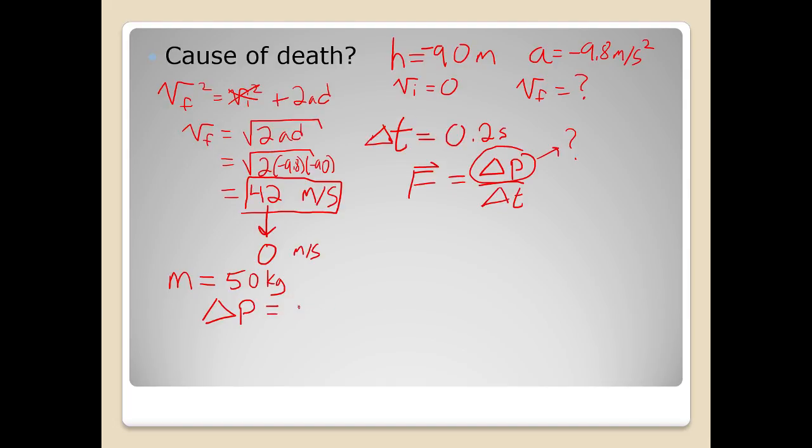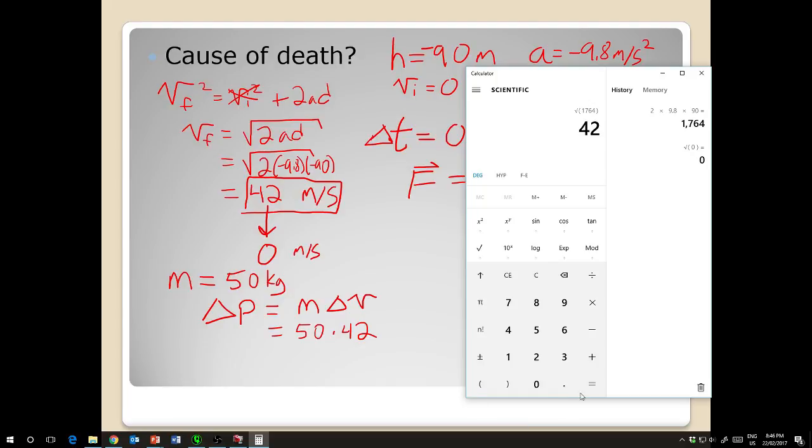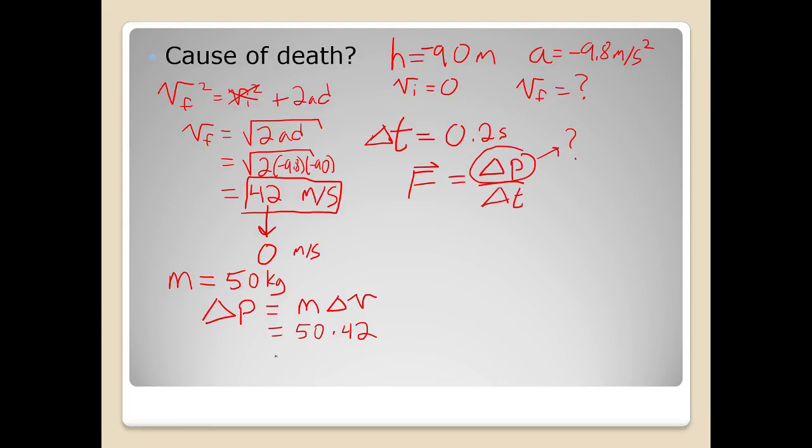So our change in momentum will be her mass times her change in velocity, and her change in velocity is going from 42 to 0. So 50 times 42 is 2,100. That's her change in momentum, her impulse, and this will be in kilogram meters per second. So now we know how much her momentum changes by.